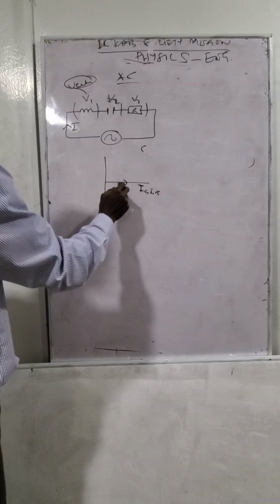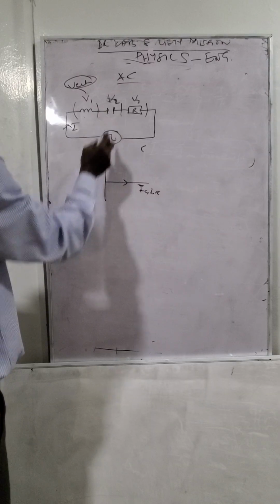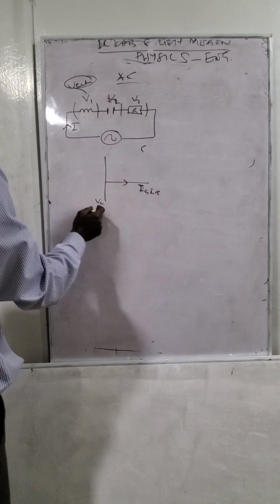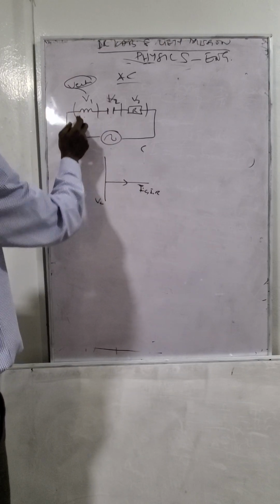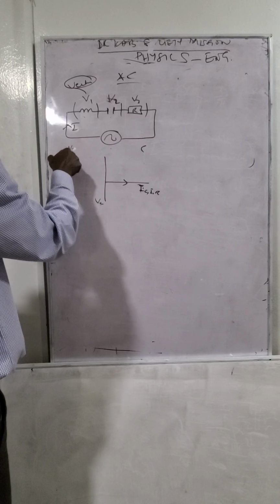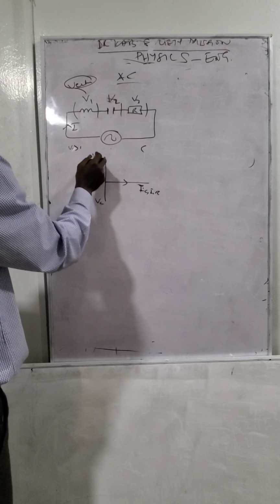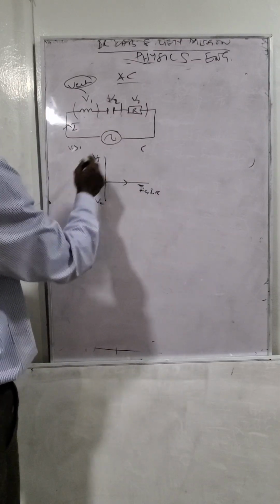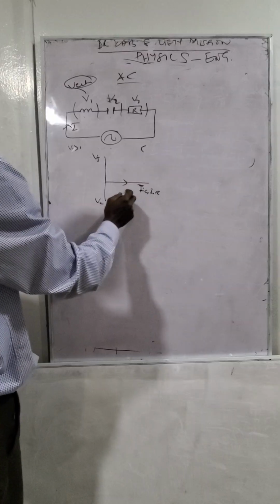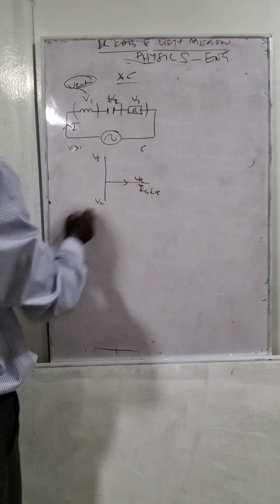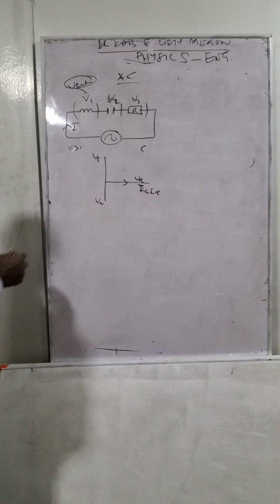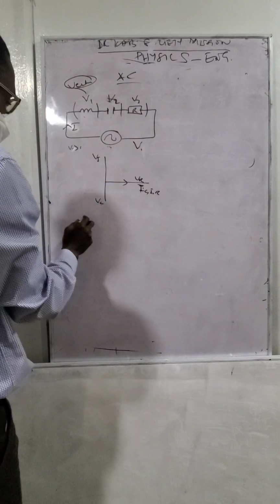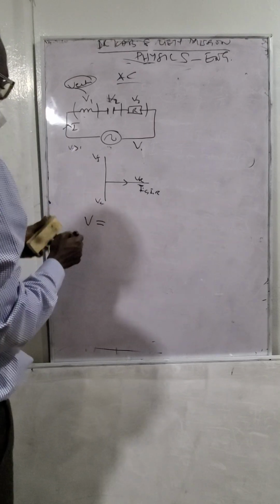Because current is leading voltage in a capacitor, the voltage for the capacitor is here, since current leads it. In the case of the inductor, voltage leads current, so the voltage for the inductor is here. For the resistor, the voltage is in the same direction as the current. Now how do you get the resultant V, the effective V for all of them?